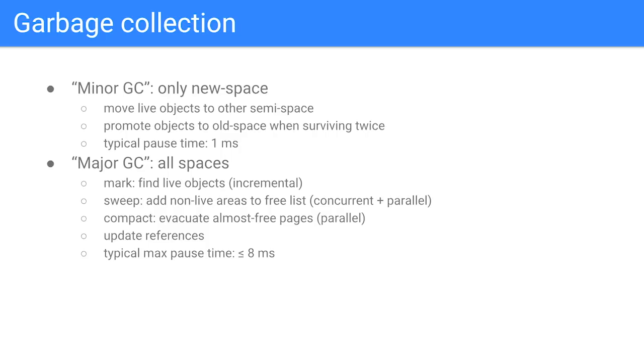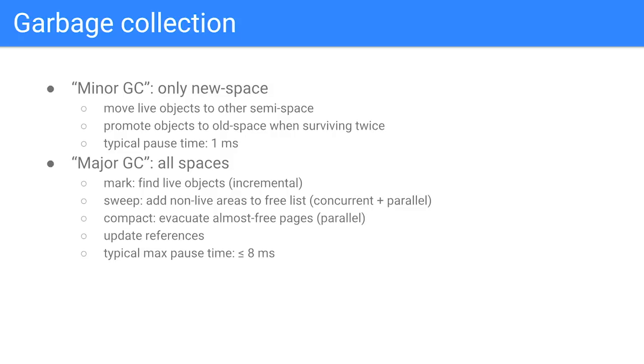If we need to clean up old space, then we run a major GC cycle across all spaces. It first has a marking phase where it finds all the live objects. This is done incrementally in many small steps, easily up to 100 or more. Then it has a sweeping phase where, when marking is completed, all the objects that have not been marked can be added to the free list. This happens both in the background and with several threads at once.